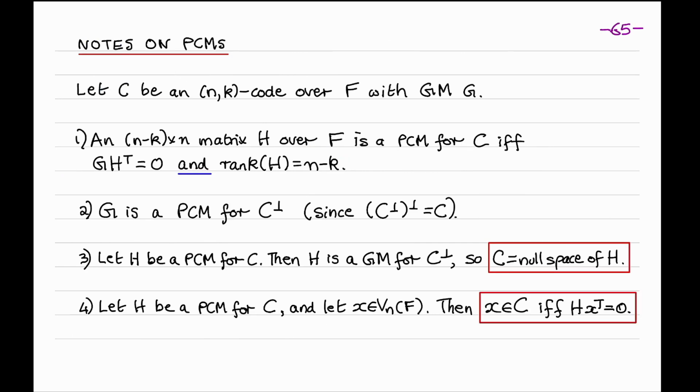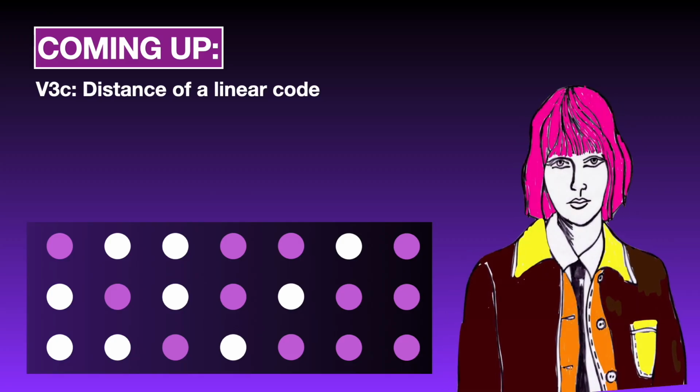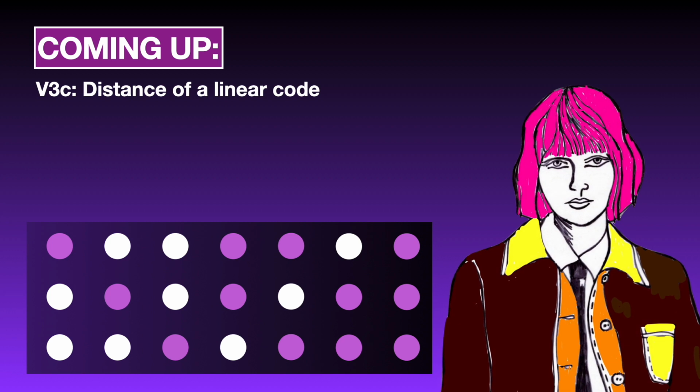On this slide, I've summarized some of the properties of parity-check matrices. The most notable one is that the code C can be described as being the null space of a PCM for C. In other words, a vector x is a codeword if and only if H times x transpose equals 0. In the next video lecture, V3c, we'll see how the parity-check matrix of a linear code can be used to determine some information about the distance of the code itself.